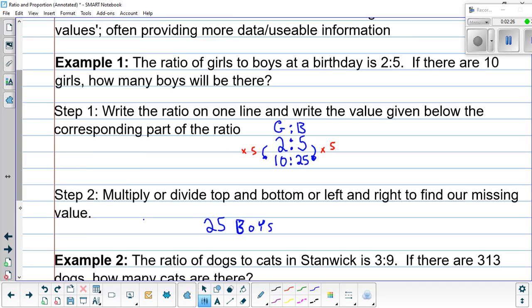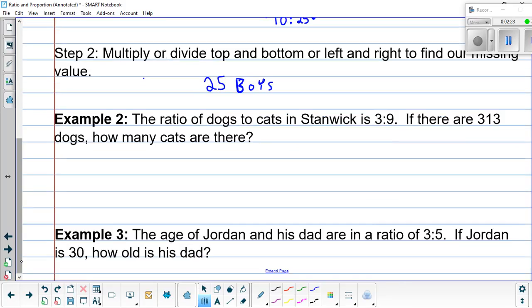Okay, so example 2, the ratio of dogs to cats in the clinic is 3 to 9. So I'm going to put dogs to cats and 3 to 9. If there are 313 dogs, so 313 goes under the dogs, how many cats? You can put a question mark, you can put an X, whatever you would like to put. So how are we going to do this?